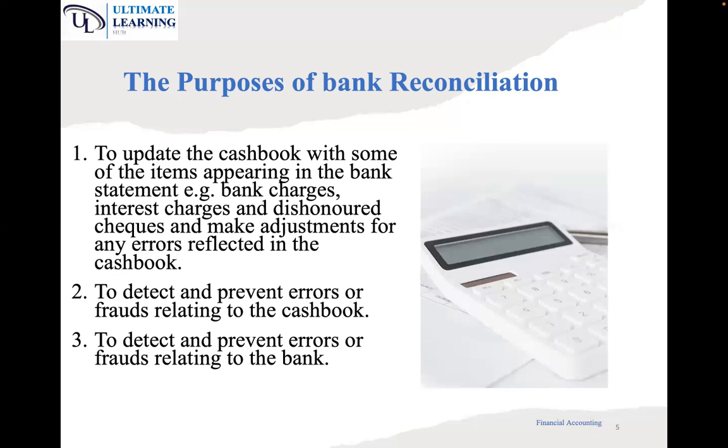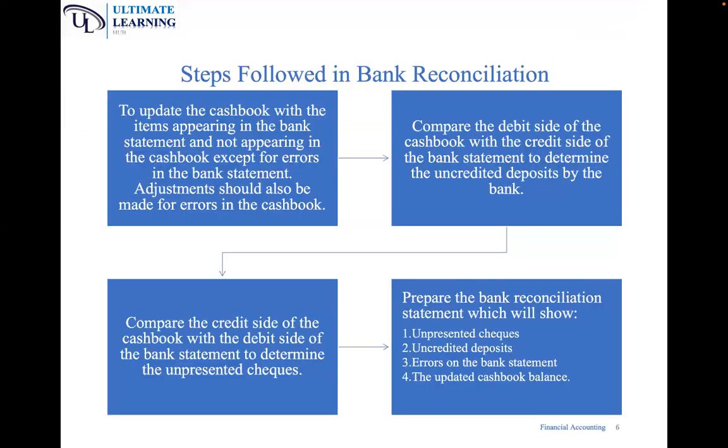Number one, to update the cash book with the items appearing in the bank statement and not the cash book. Number two, still related to the first point, to update the bank statement with items appearing in the cash book and not the bank statement. That is point number one, two items. Point number two, to detect and prevent errors and frauds relating to the cash book. And point number three, to detect and prevent errors and frauds relating to the bank.